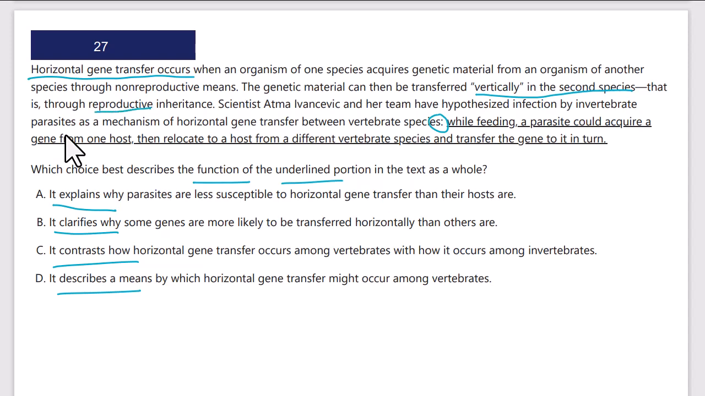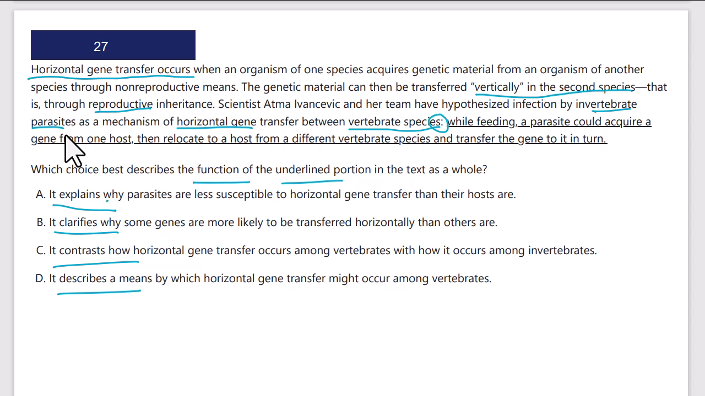So scientists such and such and her team have hypothesized infection by invertebrate parasites as a mechanism of horizontal gene transfer between vertebrate species. So in other words, or an example of that, while feeding, a parasite could acquire a gene from one host, then relocate to a host from a different vertebrate species and transfer the gene to it in turn. So this is explaining or defining what the horizontal gene transfer is for a parasite.